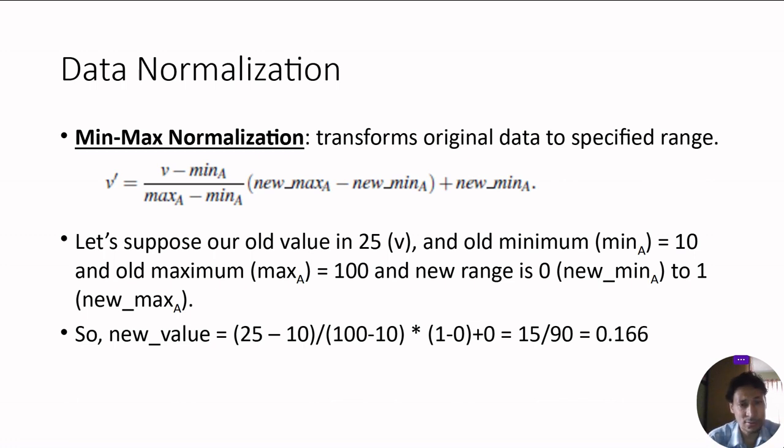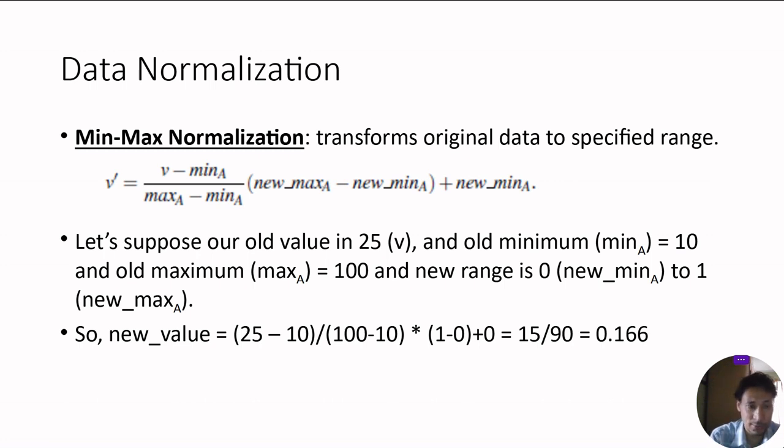Min-max normalization is one of the techniques to transform the data from one range to another range. Let's suppose we have old value v equal to 25, old minimum 10, old maximum 100, and the new range is 0 to 1. So the values given between 10 and 100 are to be mapped to 0 and 1. For that we can use min-max normalization.